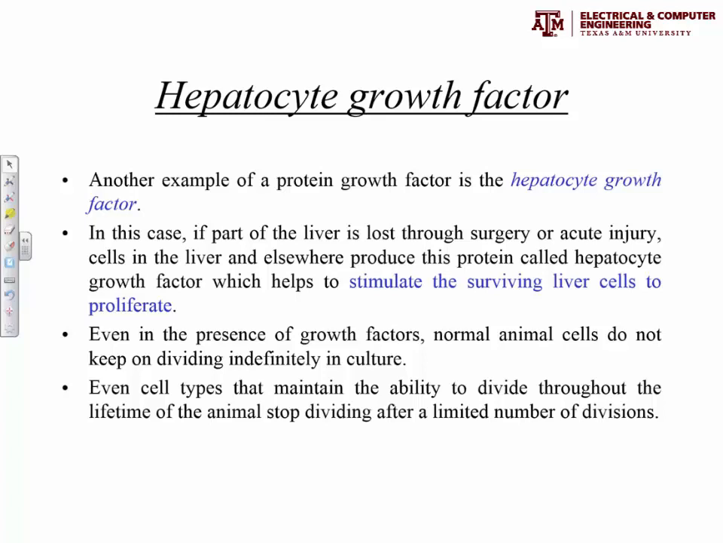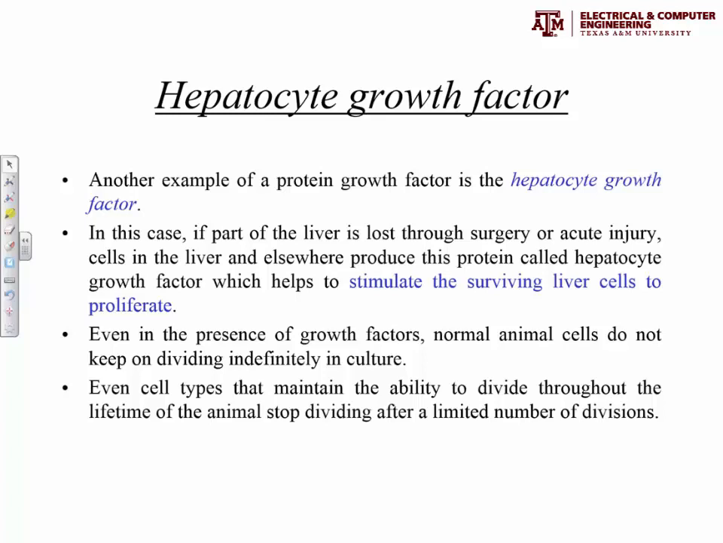So another example of a protein growth factor is the hepatocyte growth factor. That actually stimulates the liver cells to divide. In this case, if part of the liver is lost through surgery or acute injury, cells in the liver and elsewhere will produce this protein called hepatocyte growth factor, which will help to stimulate the surviving liver cells to proliferate. So if somebody cuts off, let's say, 90% of the liver, the individual can still live because the liver cells can be stimulated to proliferate. Whereas the same is not true for the nerve cells because the nerve cells do not divide.